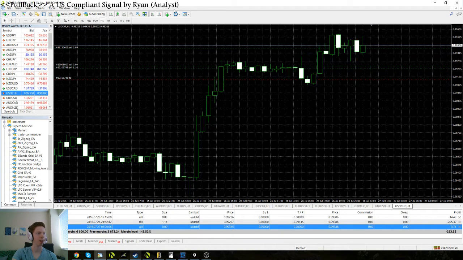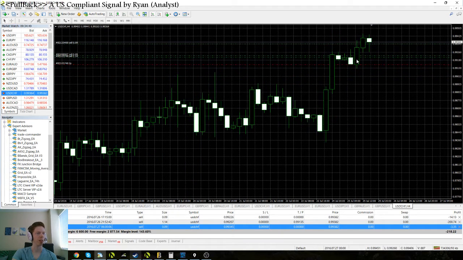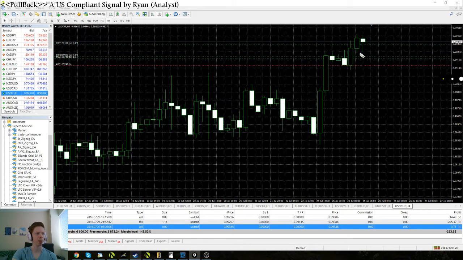It went in based off of this Harami candle here, and it was a decent sell. It did move down a little bit, but my take profit was 15 pips. This entire move was just about 12. So unfortunately, it didn't really work out for me during the course of the night.